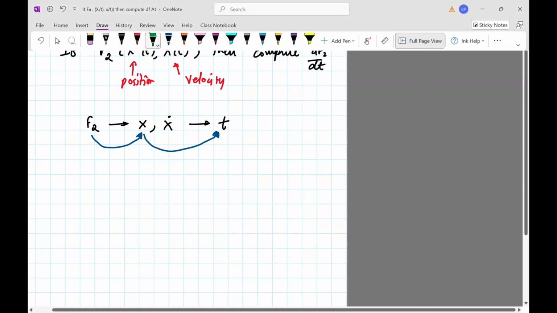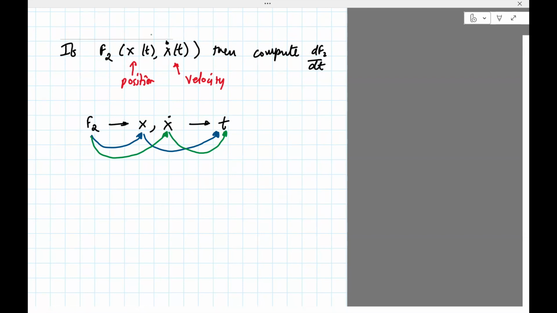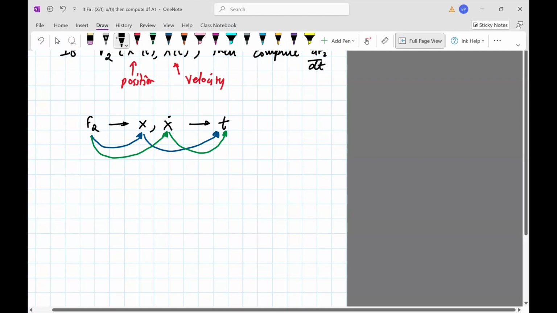And the other thing I need to do is go from f2 to x dot, and then x dot to t, right? The blue one is what we've done before for one variable, but the green arrows are what we also need to do in order to find the derivative, because it's a function of two variables. So we'll apply the chain rule now.